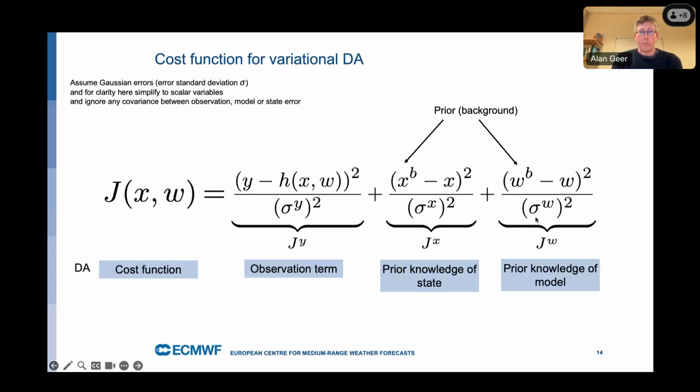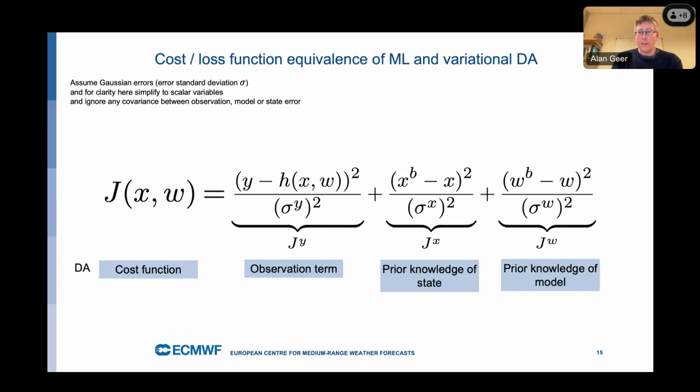we have these uncertainties sigma x, sigma w, which represent the prior knowledge of the state, the prior knowledge of the model, and sigma y, the error in the observations. And we have the well-known observation loss term and prior terms, background terms for the state and for the knowledge of the model. And from the machine learning side, we can basically take that same equation y equals h of x and w. We can also work out how we're going to train that from that basic Bayesian description.